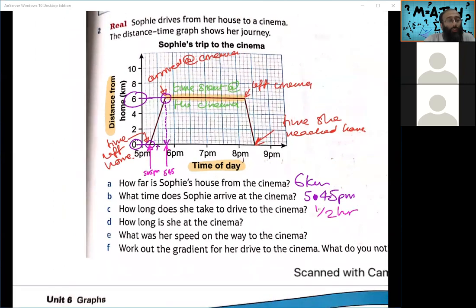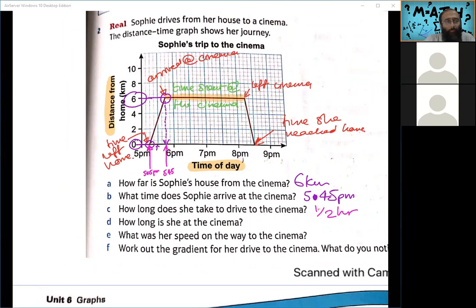Okay, next question. How long is she at the cinema? Which part of the graph is that then? It's the flat line where she's at the cinema. Why is it flat and why isn't it angled? What does the flat part tell us? Because she's staying still. She hasn't moved in terms of her car. She's not physically staying still herself, she's moving around the cinema, but her car journey has stopped. The car's in the car park, the car's not going anywhere, but the time's clicking on.